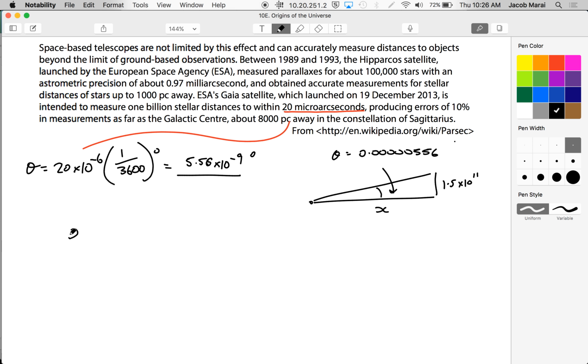Good. X equals. I'm skipping all of your trigonometry rules. You can figure out what you need to do. Divide that by tan of 5.56 times 10 to the negative 9. We get 1.55 times 10 to the 21 meters.